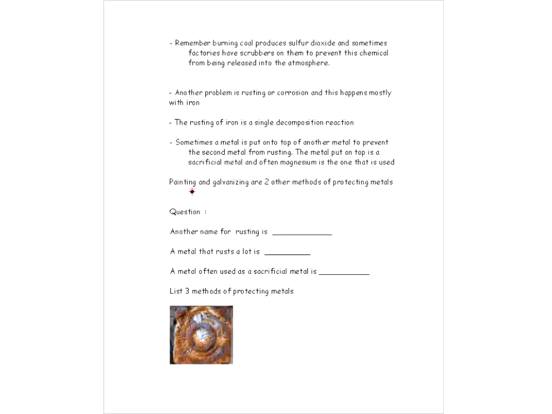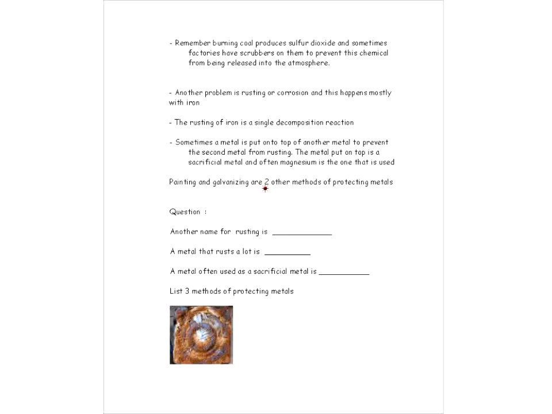There's 2 other ways. One is to put paint. You put paint on something and you're keeping the oxygen and water from being able to get to the metal. So you're preventing the rusting that way. And galvanizing is another way of protecting the metal.